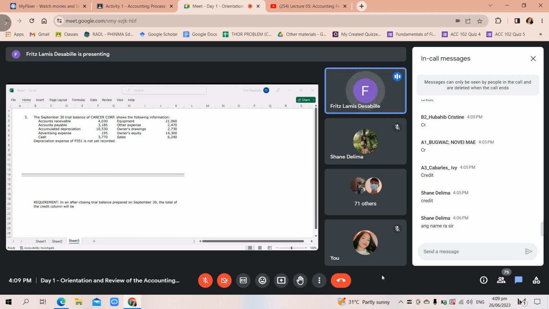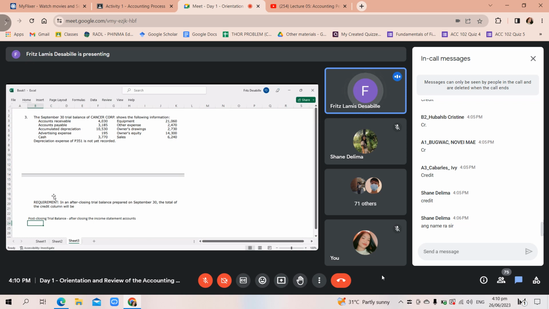Take note of the term after closing trial balance. After closing trial balance is what we call our post-closing trial balance. So post-closing trial balance, guys, means after closing the income statement accounts. So we should make a post-closing trial balance, with no more income statement accounts. That is the difference.